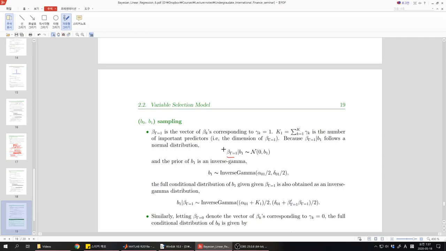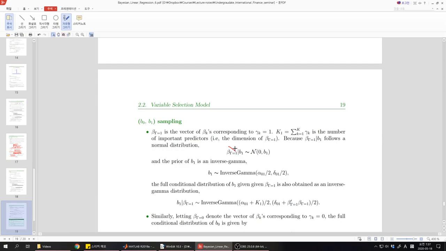Okay. So now this is a vector of the beta coefficients with gamma k's equal to 1, right? And then once gamma k is 1, then this is the prior distribution. So this is a model for beta with gamma equals 1. And this is the prior distribution for b1, right? And just look at this. This is quite similar to what? So if this is what? This is y.